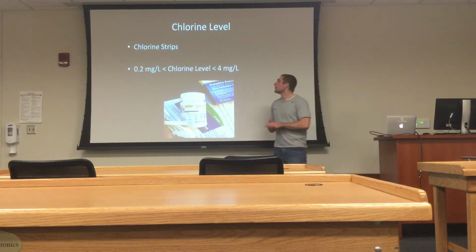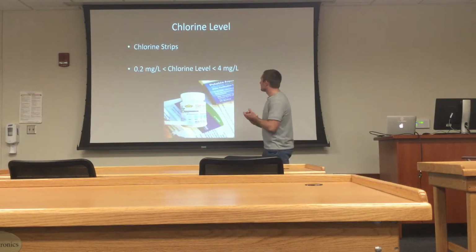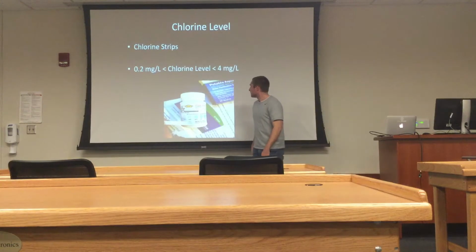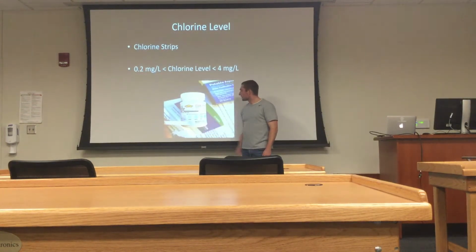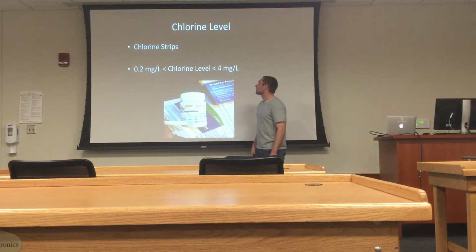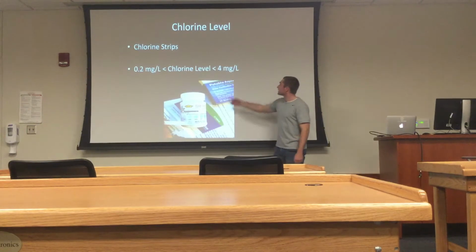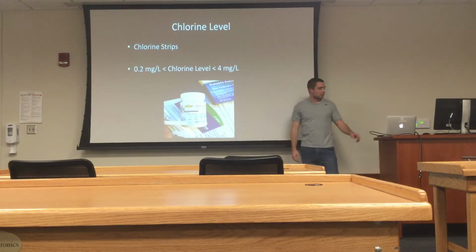The chlorine level, the way we tested this is we just simply purchased chlorine strips right here, and you can see this bottle has a range on it, and you can see that this color is like a light tinted blue, and we were in between 0.2 and 0.4, so we were within the recommended range, as it says here, 0.2 to 4 milligrams per liter.